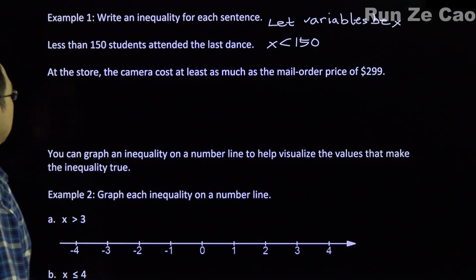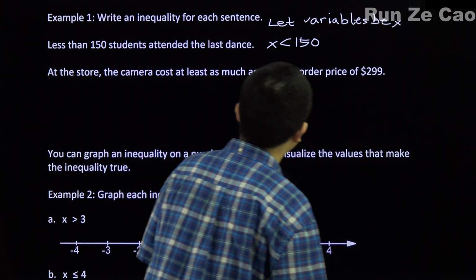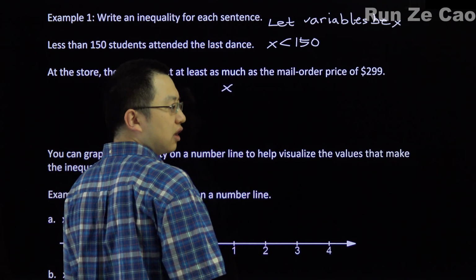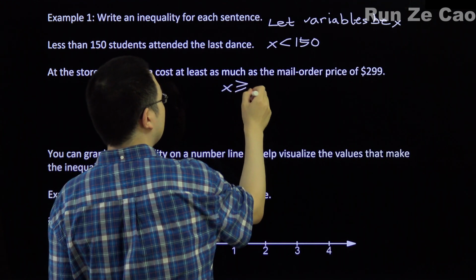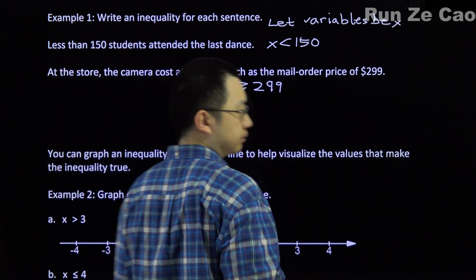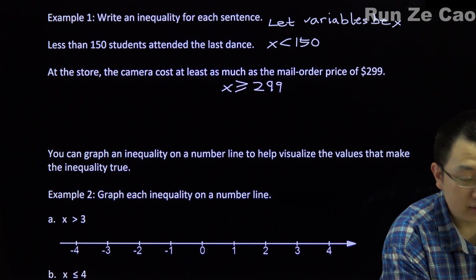At the store, the camera cost at least as much as the mail order price of $299. Well, at least as much means it could be equal. So it's greater than or equal to $299. That would be the price of the camera.